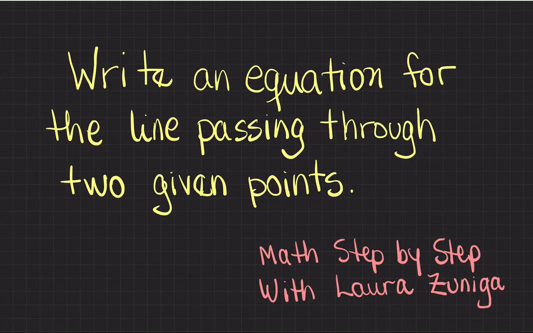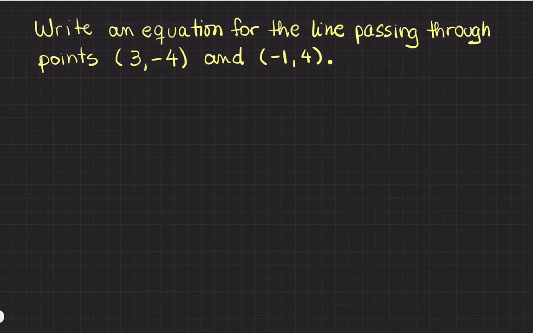Hello, in this video we're going to write an equation for the line passing through two given points. So here's our problem. Write an equation for the line passing through points (3, -4) and (-1, 4).